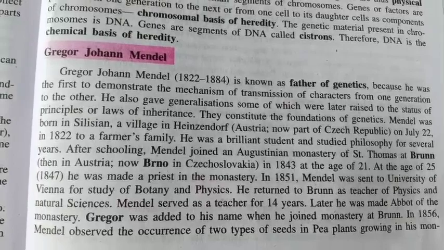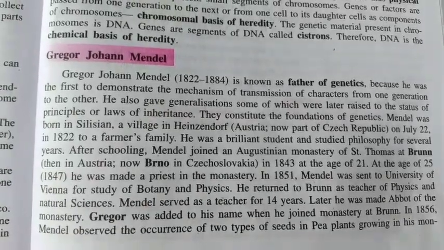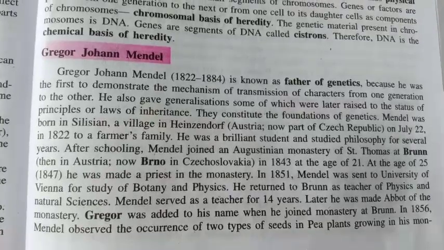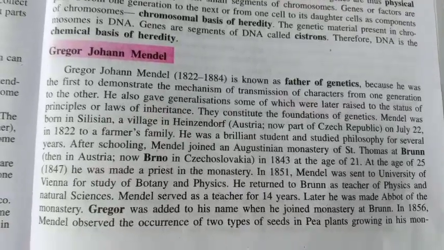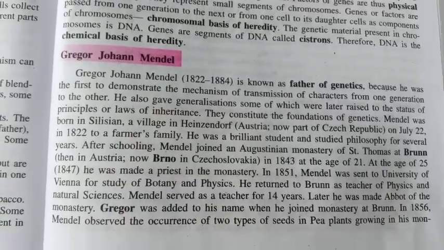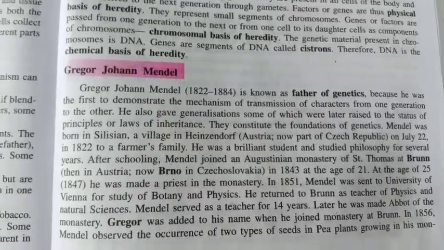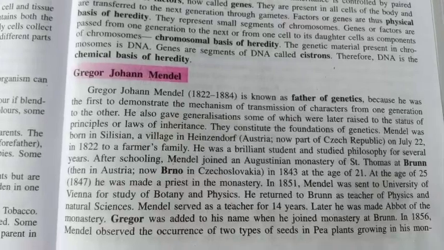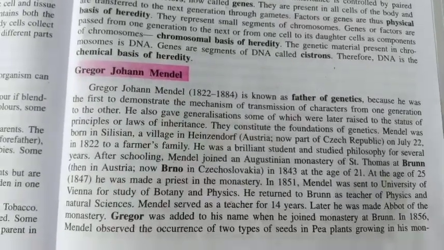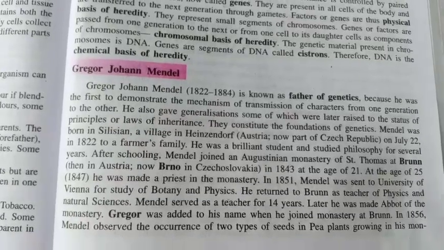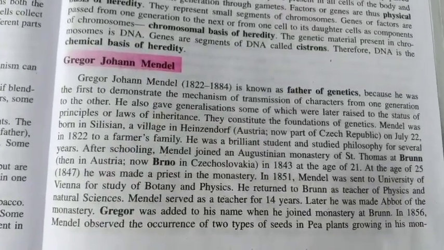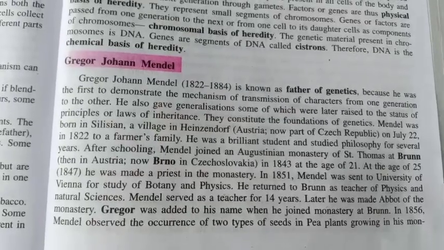At the age of 25, in 1847, he was made a priest in the monastery. And in 1851, Mendel was sent to the University of Vienna for study of botany and physics. He returned to Brunn as a teacher of physics and natural sciences. Mendel served as a teacher for 14 years. Later, he was made abbot of the monastery.